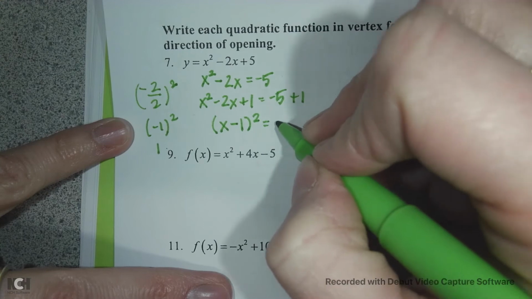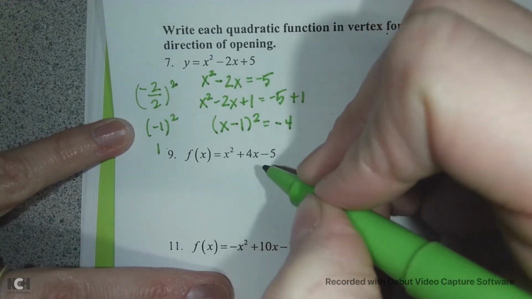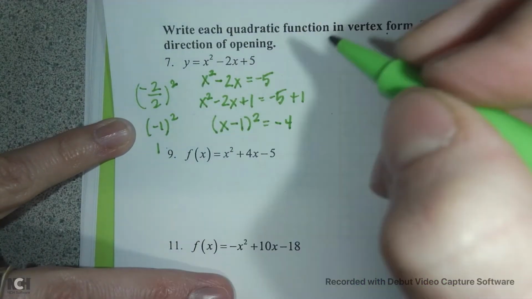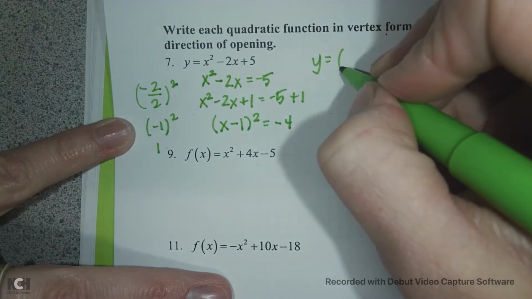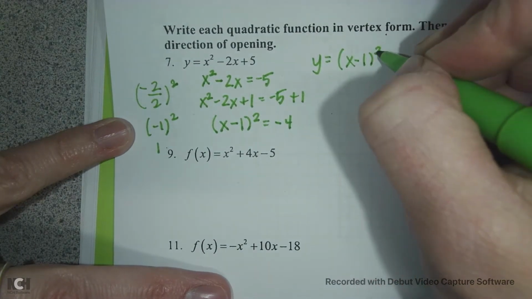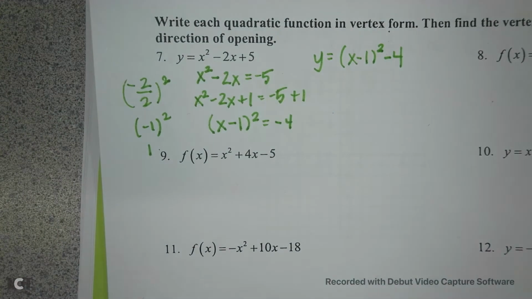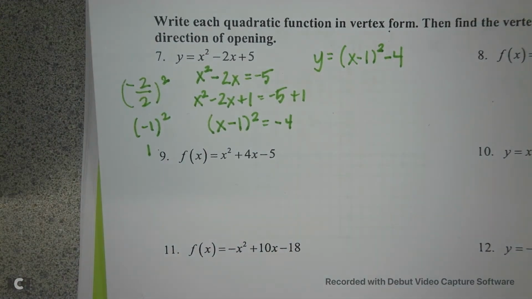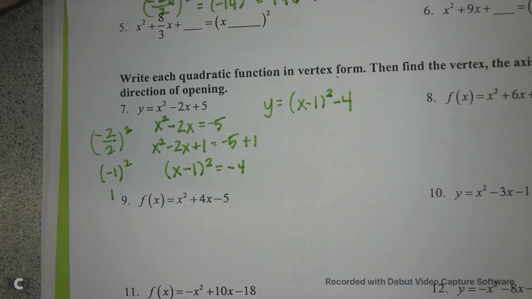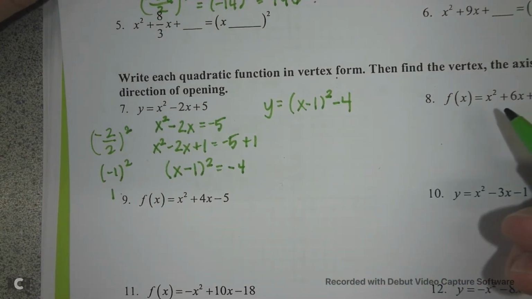And then I have negative 4, but I want to bring my negative 4 back. So really what I have right now is y equals x minus 1 squared minus 4. Okay, so that's how we start. Now, this is in vertex form.